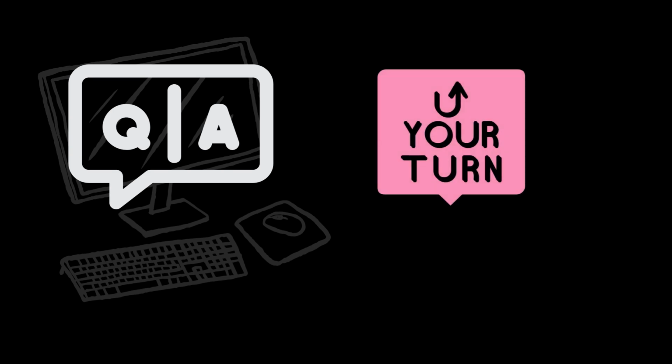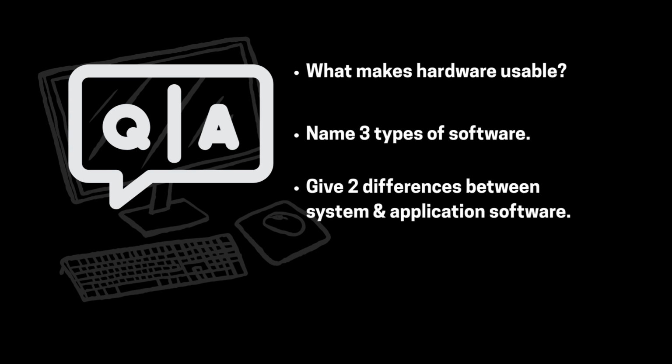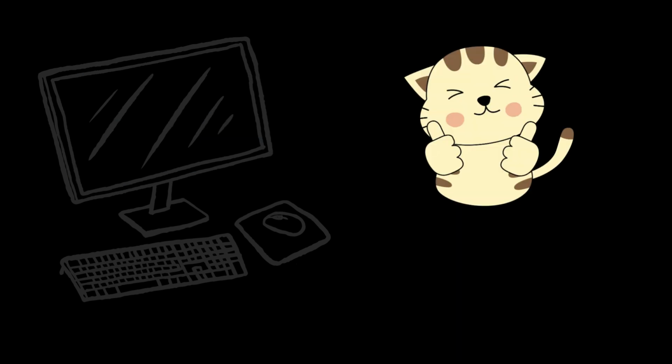Now, it is your turn. Try answering this. 1. What makes hardware usable? 2. Name three categories of software. 3. Give two differences between system and application software. 4. What is an operating system? Give two examples. You can pause the video, think about it, and write your answers in the comments below.